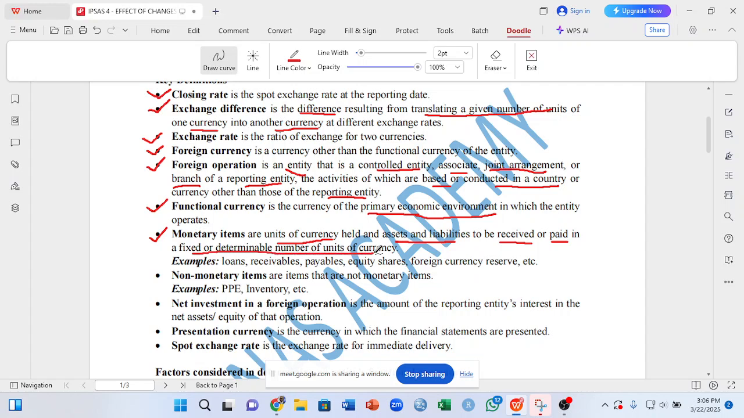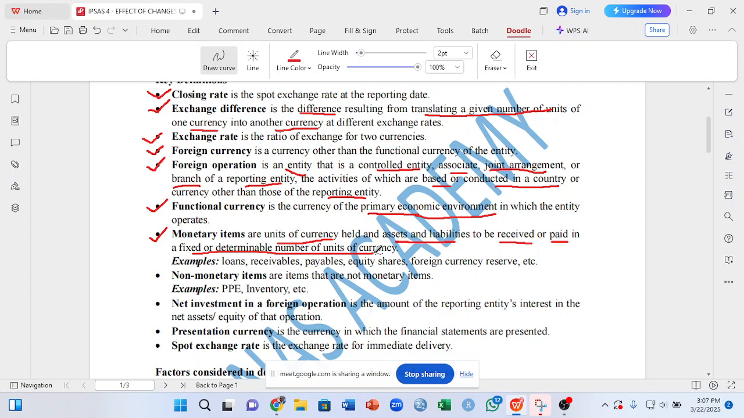With monetary items, the ideology is that if the amount of money is denominated in a foreign currency, then at that date of either repayment or settlement, you are going to settle the amount or you are going to receive the amount. In the case of an asset, you are going to receive the amount. In terms of liability, you are going to settle the amount in that foreign currency.